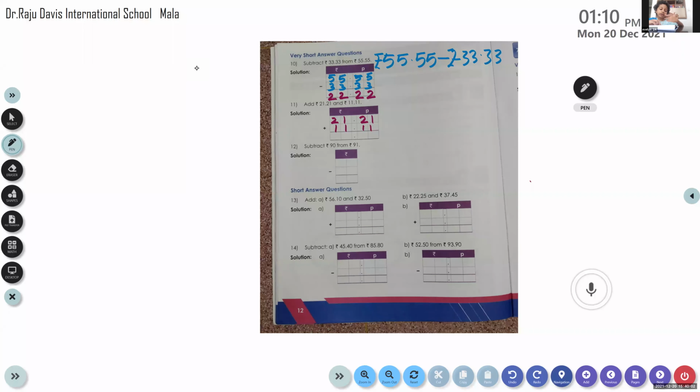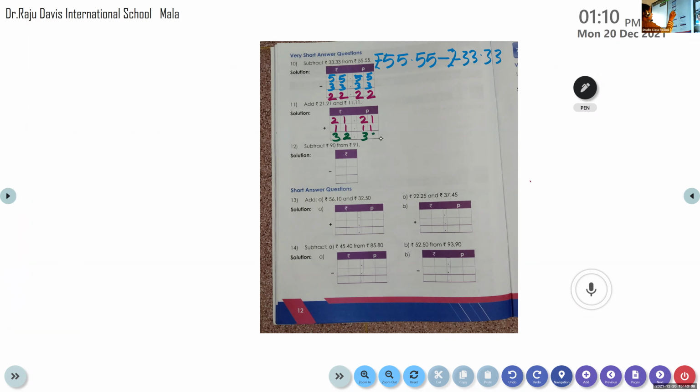32 rupees, 32 paise. Listen to the question and write. Read the question carefully. Now we can move to question number 12. Joseph Sebi, please read question number 12.